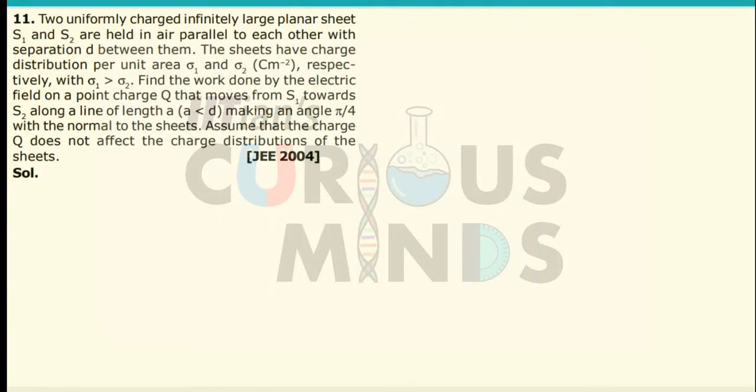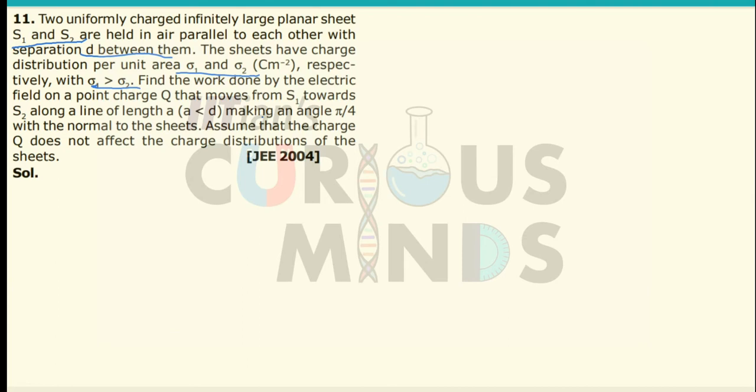Two uniformly charged infinitely large planar sheets S1 and S2 are held in air parallel to each other with a separation d between them. These sheets have charge densities sigma 1 and sigma 2 respectively, with sigma 1 greater than sigma 2.